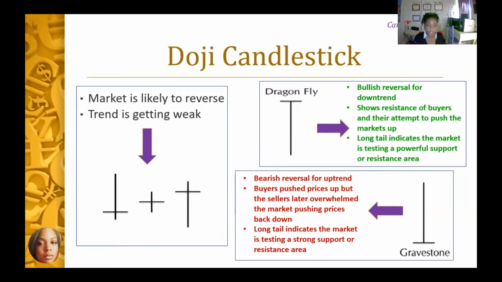Okay? You usually see these long tails when the market is testing a strong support or resistance area. And you guys always want to use support and resistance, which we're going to talk about in detail in the next video. You always want to use support and resistance in combination with candlestick patterns and any other strategy.